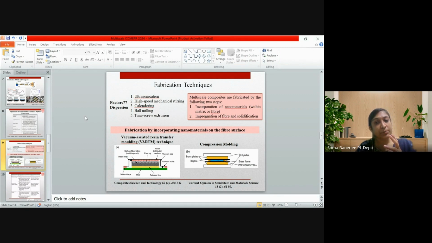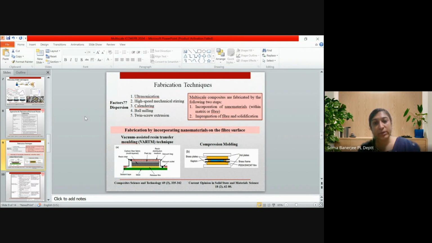Basically, there are two approaches for the fabrication of multiscale composites. First is the incorporation of the nanomaterial within the matrix, or within the fiber, or by impregnation. That means we have fiber, and then we impregnate it with the nanomaterial and resin solution. These two approaches are there, but the main focus will be how we can improve the dispersion. The dispersion can be improved by various approaches like ultrasonication, mechanical stirring, ball milling, tools for extrusion, etc.